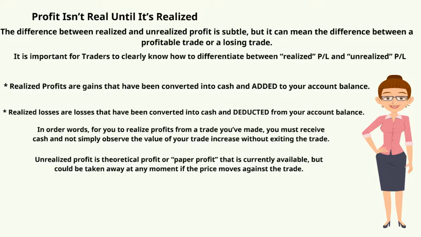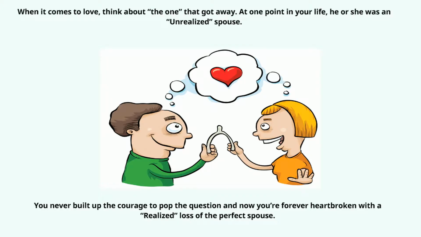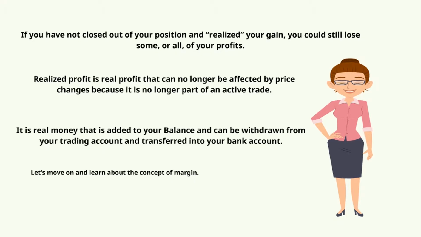Unrealized profit is theoretical profit or paper profit that is currently available, but could be taken away at any moment if the price moves against the trade. When it comes to love, think about the one that got away. At one point in your life, he or she was an unrealized spouse. You never built up the courage to pop the question and now you're forever heartbroken with the realized loss of the perfect spouse. If you have not closed out of your position and realized your gain, you could still lose some, or all, of your profits.